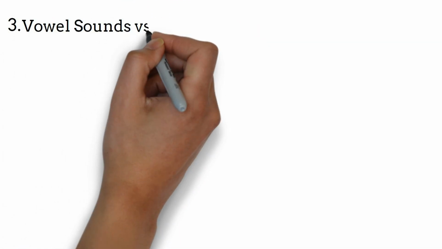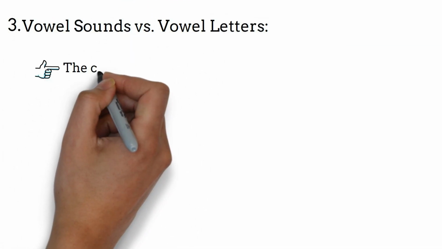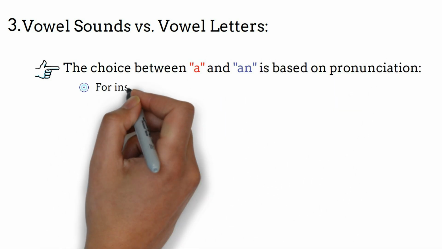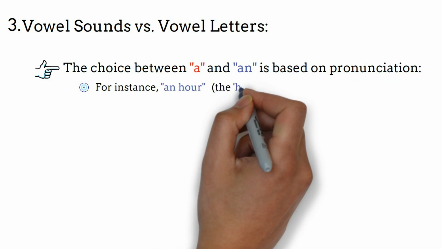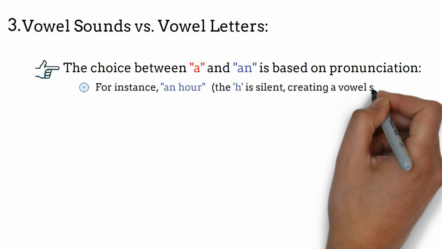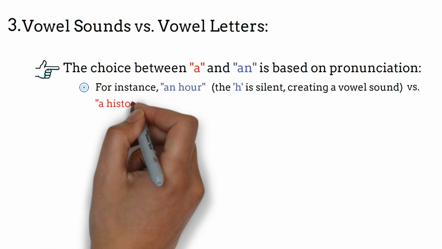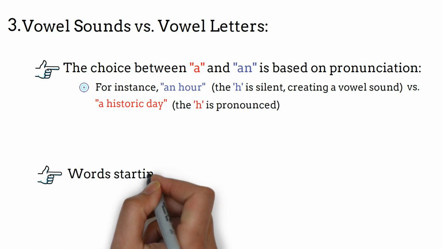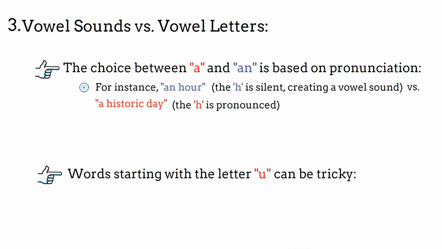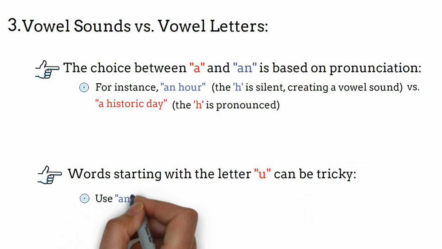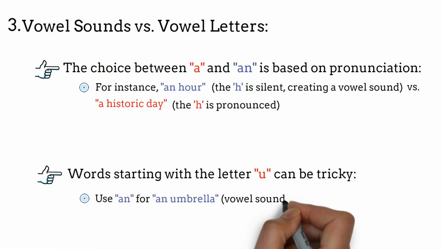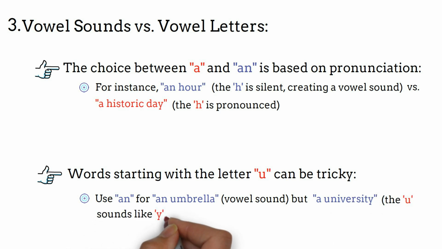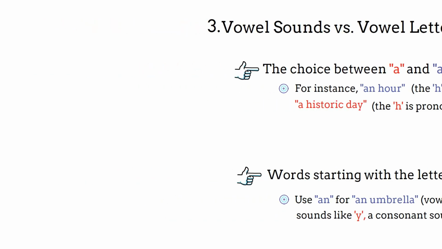Vowel sounds versus vowel letters. The choice between a and an is based on pronunciation. For instance, an hour: the H is silent, creating a vowel sound, versus a historic day: the H is pronounced. Words starting with the letter U can be tricky. Use an for an umbrella, vowel sound, but a university. The U sounds like Y, a consonant sound.